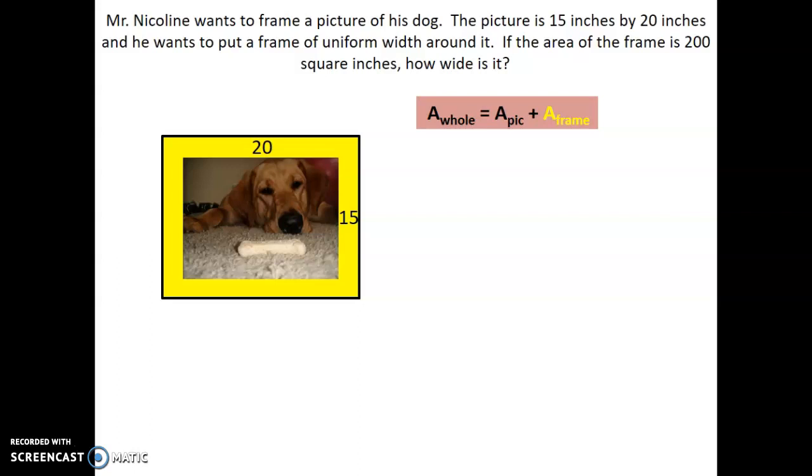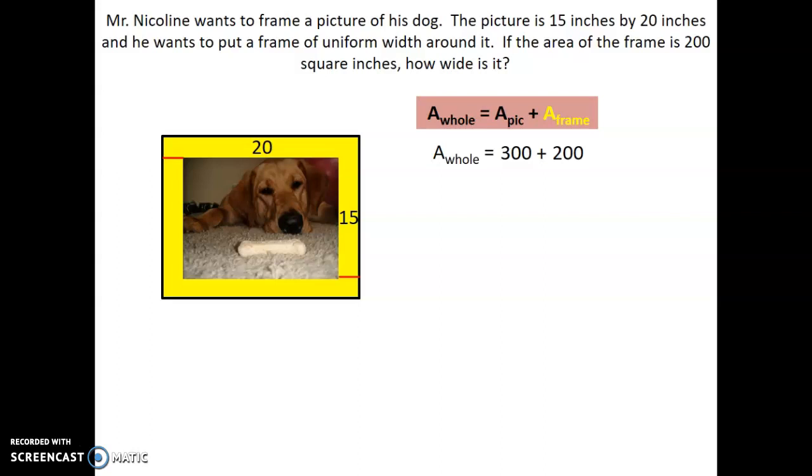Now the area of the whole thing is going to be, sorry, the area of the picture. You find that out by taking the dimensions of the picture, which is 25 by 15, and multiplying those. So 25 by 15 is going to be 300. And the area of the frame, well, you're given that area in the problem. It says the area of the frame is 200 square inches. So we have 200 there. So our total area is going to be 500 square inches. Okay, now the tricky part.